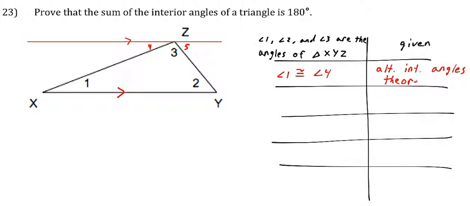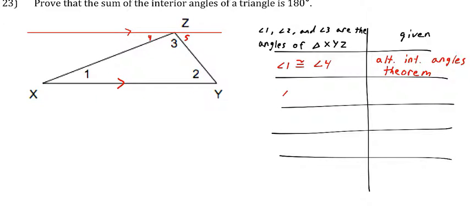Now I should say the order of this proof can be mixed up a little bit. So if you see maybe on the answer key I got something different, it's okay. You can do a different order. I'm going to say that same thing about angle 5 and angle 2. Those are also alternate interior angles, and that makes them congruent. So we can say that angle 2 is congruent to angle 5 by the same reason, alternate interior angles theorem.